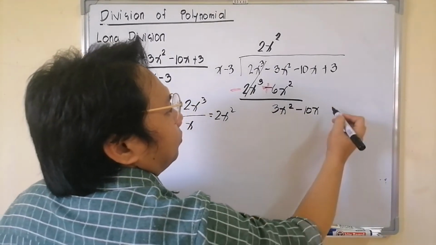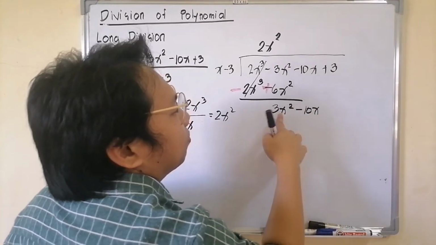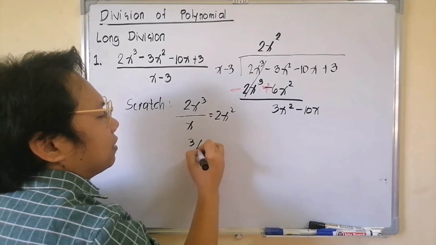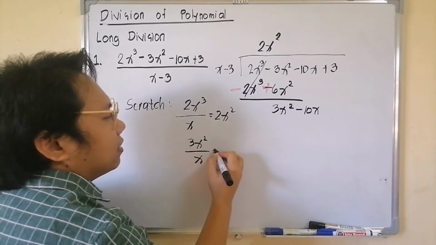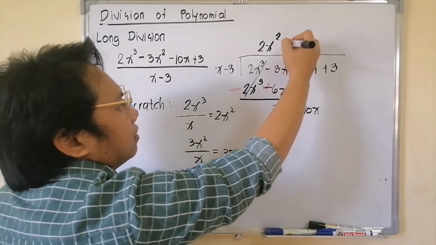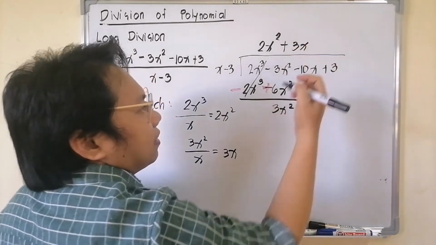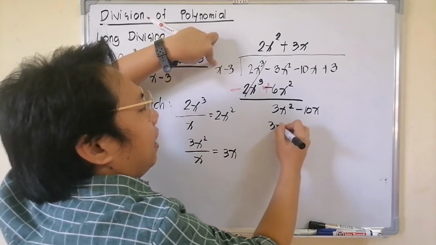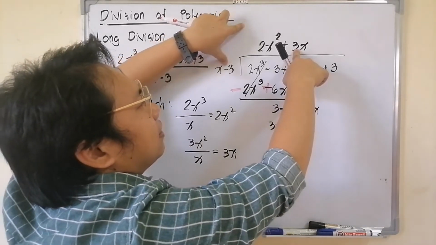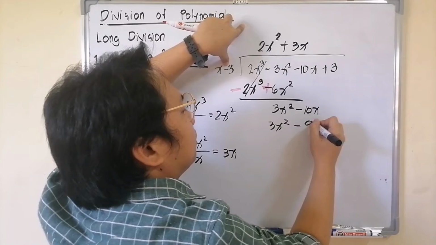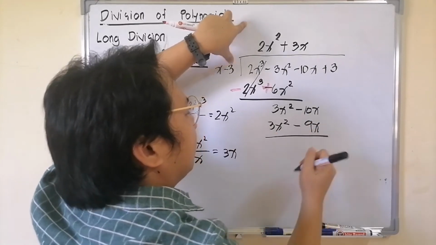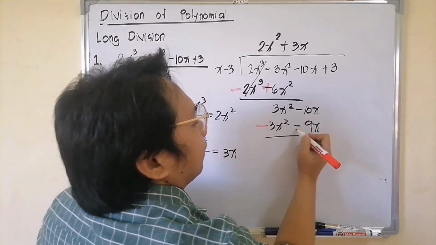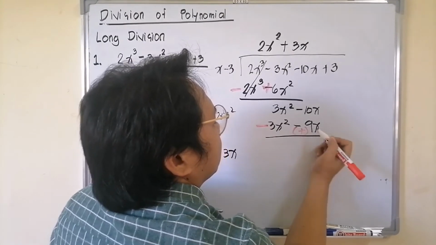The first term of the resulting polynomial should be divided by the first term of your divisor. So 3x squared divided by x will give you positive 3x. Again, multiply: 3x times x is 3x squared, and 3x times negative 3 will give you negative 9x. Again, change the sign.